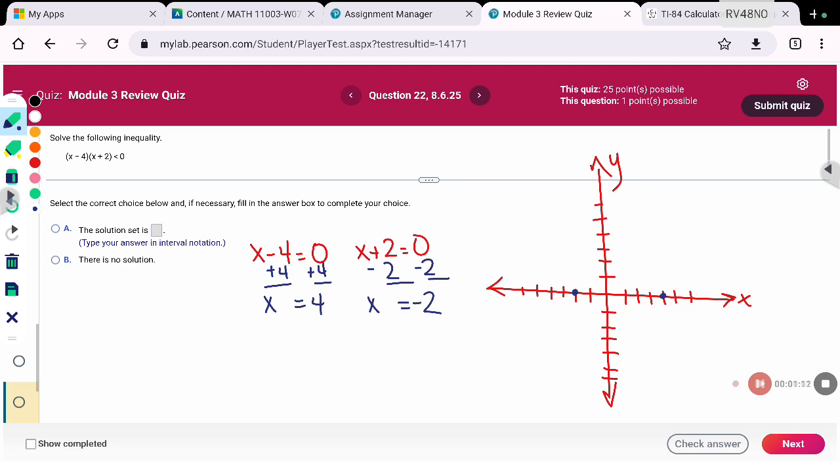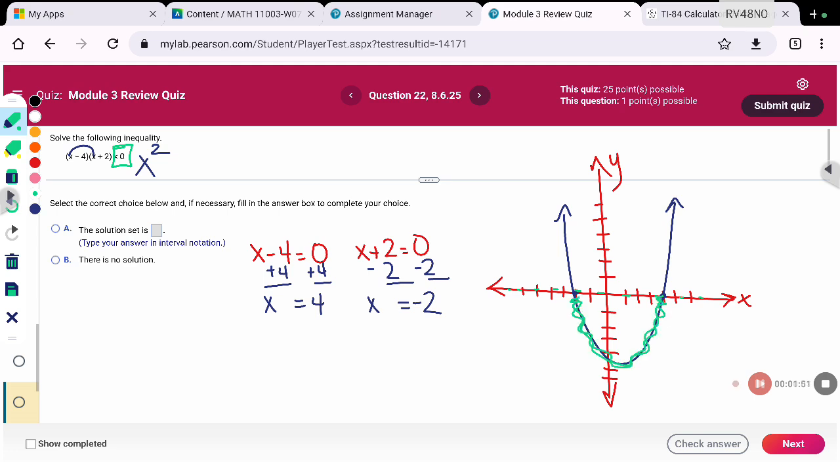Now, also, since this is not in standard form, let's think about what kind of graph this is going to be. If I did FOIL this together, I would end up with positive x squared, which means it's going to be a parabola, and it'll be right side up since it's a positive x squared. So here is what I am looking at. If it wants to know where this graph is less than 0, this is 0. So it's talking about this part here that is below that.